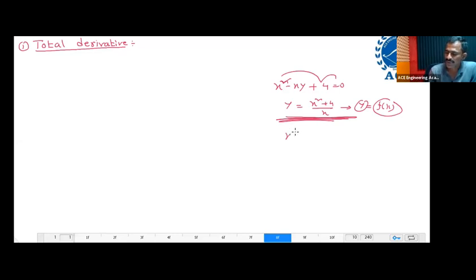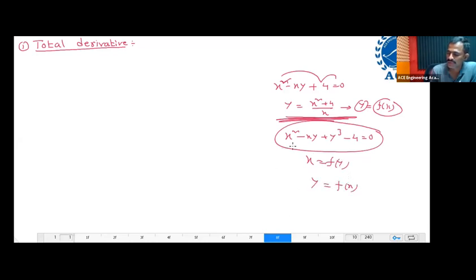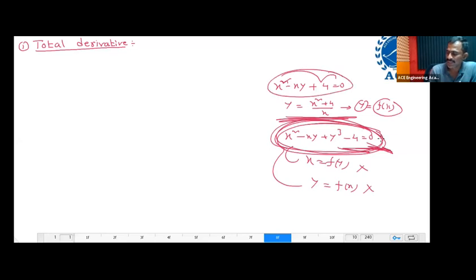For example, the relation is like this: x square minus xy plus y cube minus 4 equal to 0. From this relation, we cannot write x in terms of y, and also we cannot write y in terms of x. This is not possible. That is why this type of relation is called an implicit relation, implicit function. This is an explicit function. This is an implicit function.